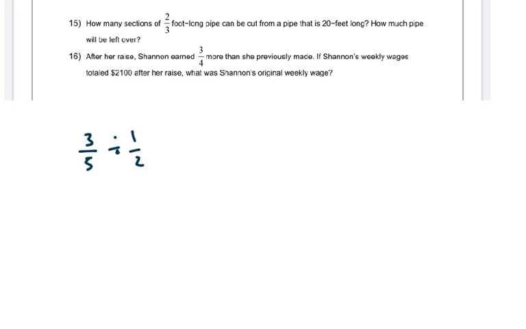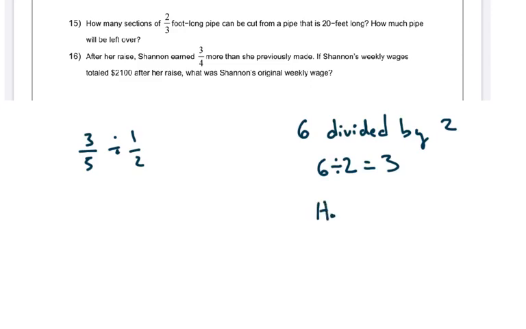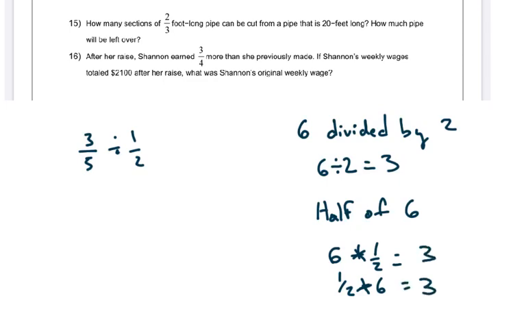So let's take a simple example. Let's say I ask you what's 6 divided by 2. You would say 6 divided by 2 is 3. Now what if I say what is, let's put it this way, what's half of 6? You would say 6 times a half, or maybe a half times 6. Either way would be fine. And both of these would give you 3. So notice that either way, we end up getting the same result.